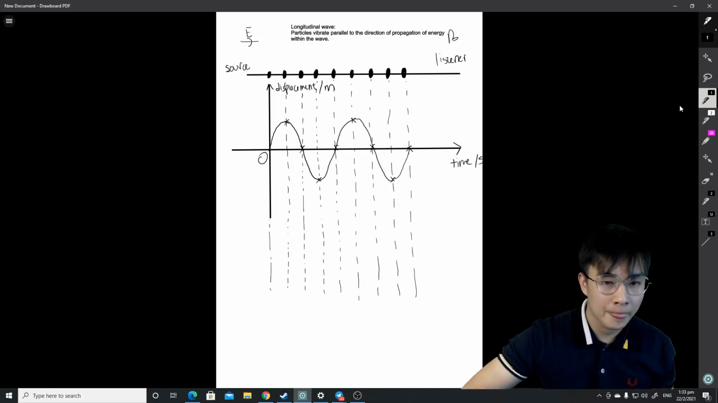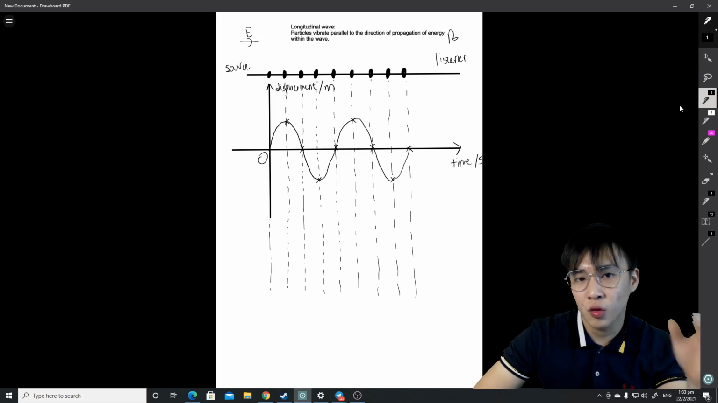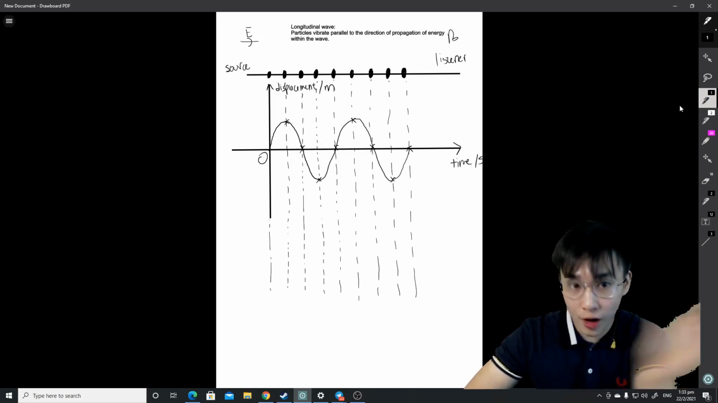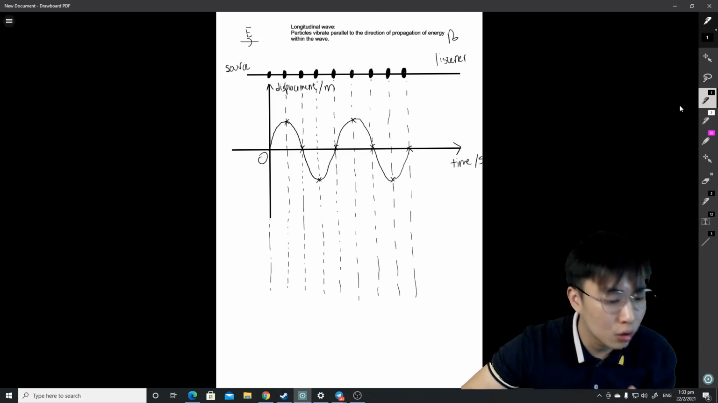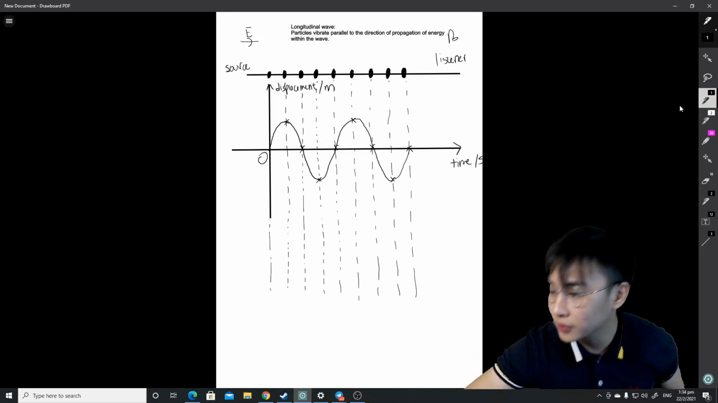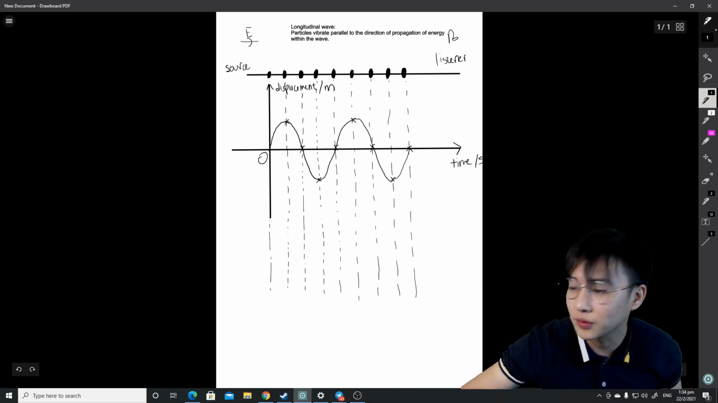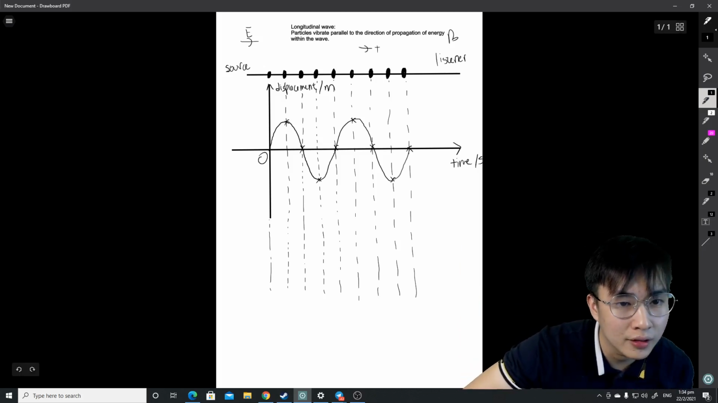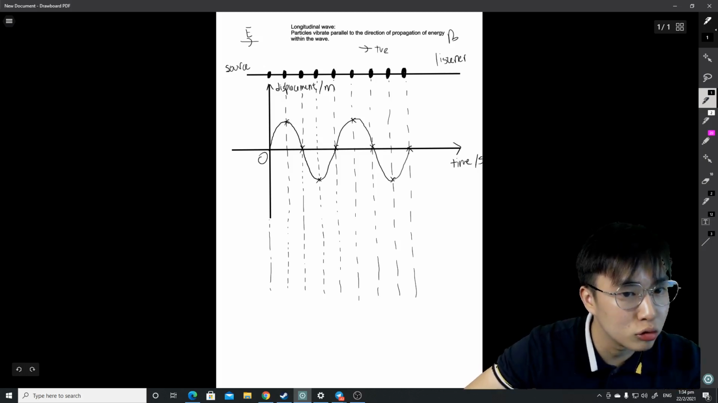Now look, we first have to define where is positive displacement. You know the particle moves left, moves right, right? We've just now discussed that. Now, where is considered positive? You have to know where is considered positive. For me, I'm going to define positive as to the right. I repeat, positive is to the right.